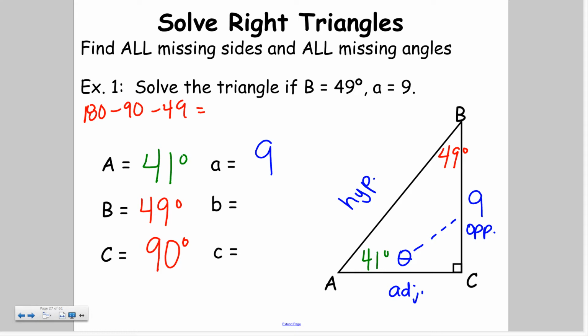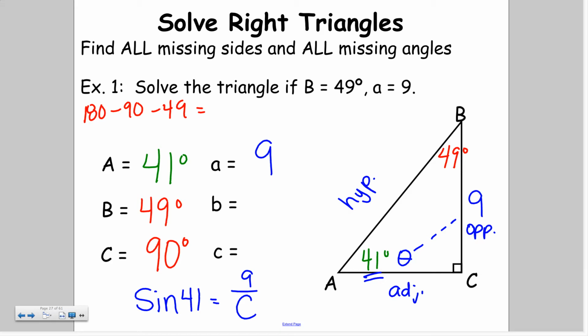So now I'm going to use what I'm given in one of those 6 trig functions to solve and find the other sides. I only know the opposite. So because you only know the opposite side, you can only use sine or tangent. I can't use cosine because I would need adjacent and the hypotenuse, and I don't have either one of them. So I'm going to use sine. So the sine of 41 degrees, because that's what I'm given right here, is opposite, which is 9, over that hypotenuse, which is C.